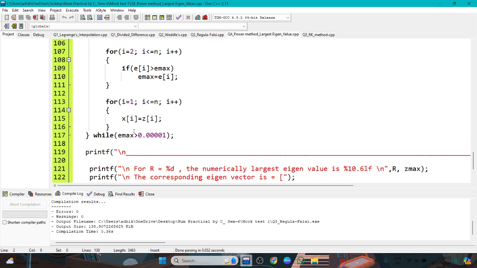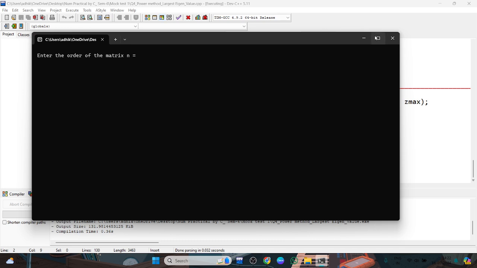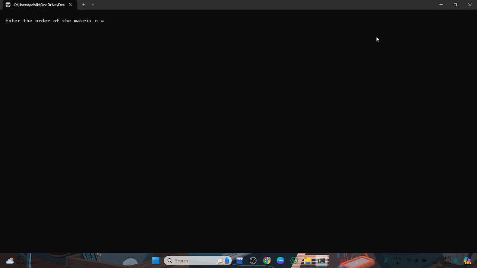The do while loop continues while emax is greater than 0.0001, and then print the numerically largest eigenvalue and the corresponding eigenvector, and return 0. First we compile this program, no error here. Next, run. Enter the order of the matrix, here 4, enter the value of R, say 8.